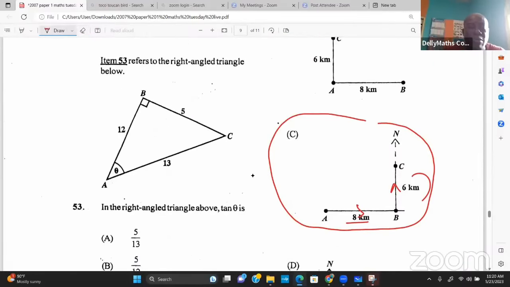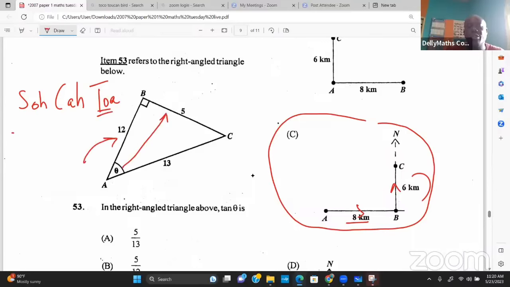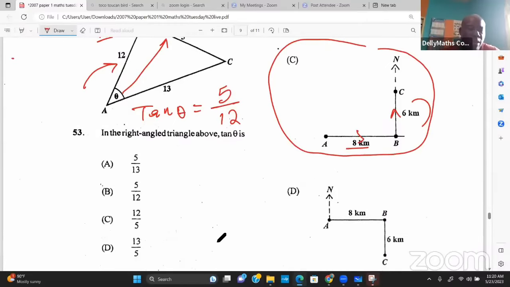Tangent. So you want to remember that this is coming from SOH CAH TOA. Tangent of theta. Tangent is opposite over adjacent, next door. So you're talking about the tangent of the angle is going to be 5 over 12. So I'm looking for 5 over 12 and here's my tangent.